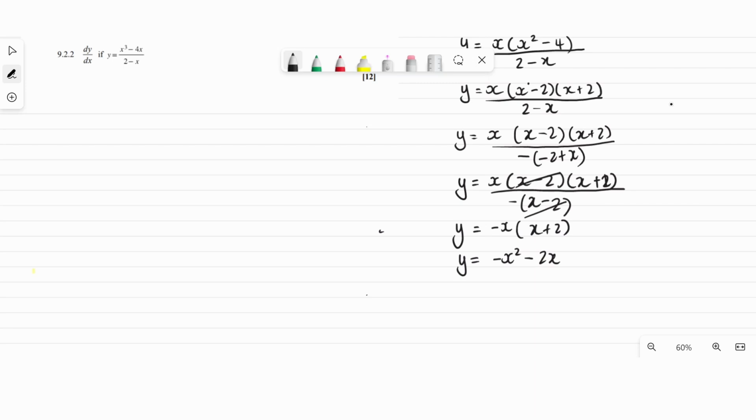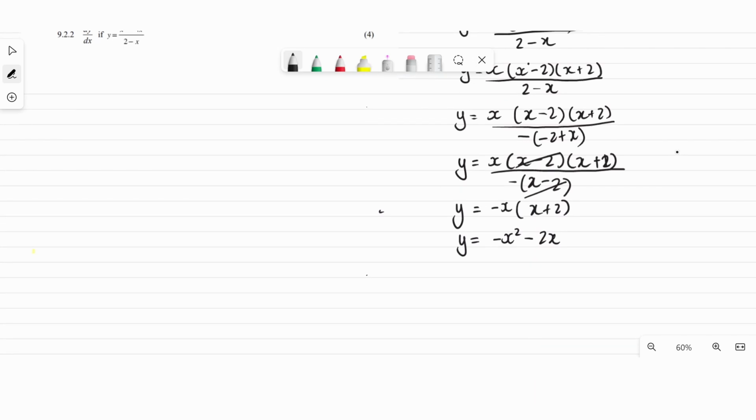Then we're going to use the laws of differentiation to solve this. So now we can find dy over dx, which is going to be equal to: take the 2 to the front, it's going to be negative 2x, then 2 minus 1, minus, take the 1 in front here, it is going to be 2 multiplied by 1, x to the 1 minus 1. So our answer here is going to be negative 2x minus 2. Then you're done with this question.